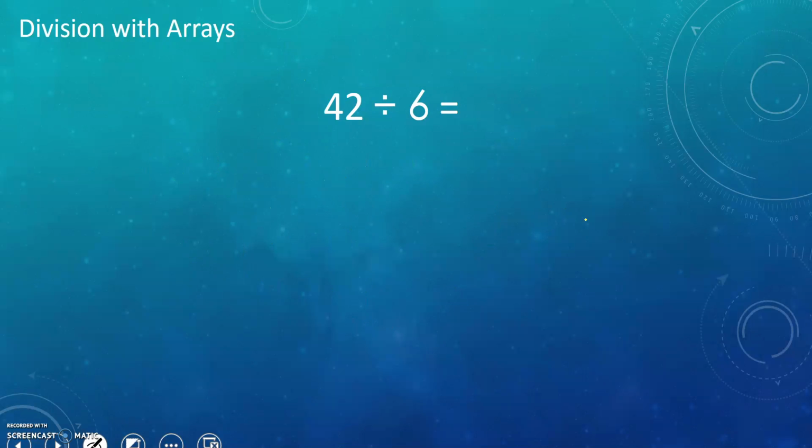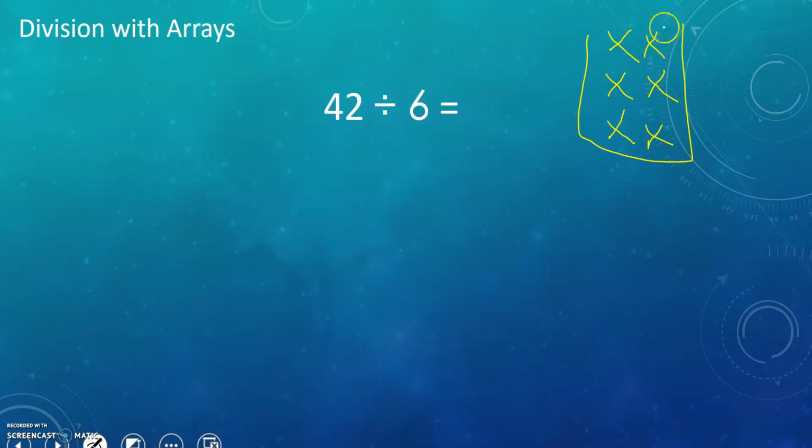Same problem, 42 divided by 6. We know that arrays are a group of objects in rows and columns. So if I had 3 times 2, I would have 3 rows with 2 in each row, making almost like a rectangle, and that's my array. With division, I'm going to draw out my 42 items and make my rows of 6. So I'm going to count until I get to 42.